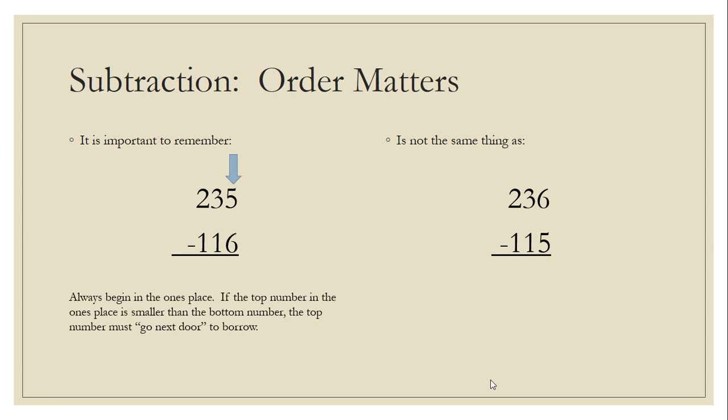We always begin in the ones place with vertical notation. If the top number in the ones place is smaller than the bottom number, the top number must go next door to borrow. You cannot just switch the numbers so the larger number is on top.